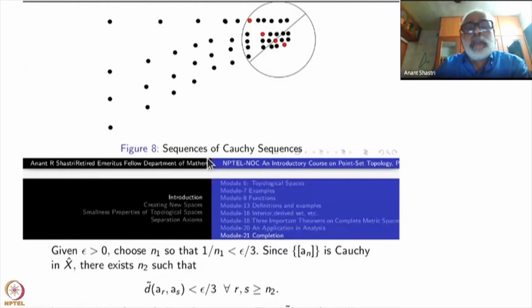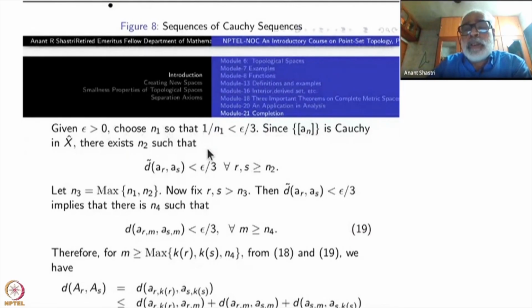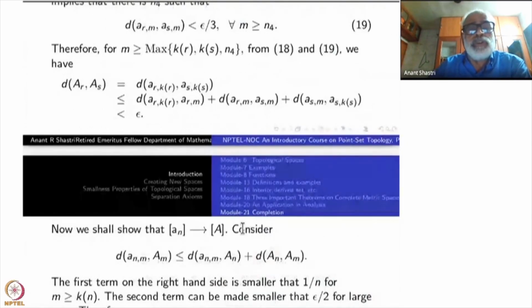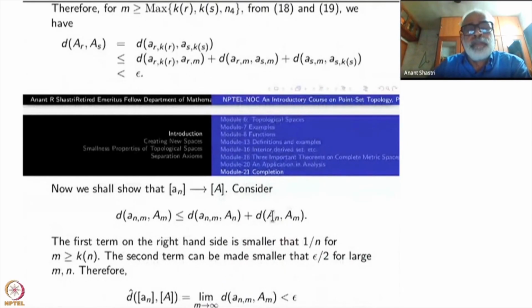The next task is that the original sequence of classes AN converges to the class A. That's what I have to show. Look at D of AN,M and AM. What is AM? Remember this one? It is little a m, k m. This is just an element of X; they are all elements of X. So D of AN,M and AM makes sense, which is less than or equal to D of AN,M to AN, and then AN to AM. So this is just the triangle inequality.